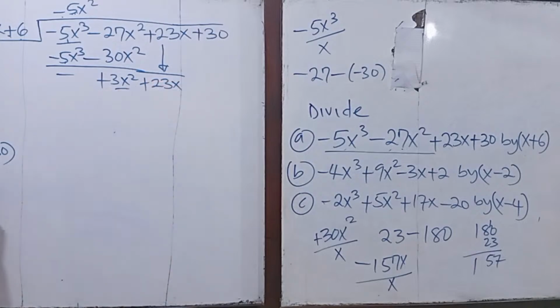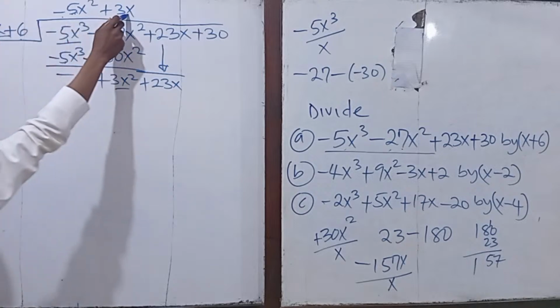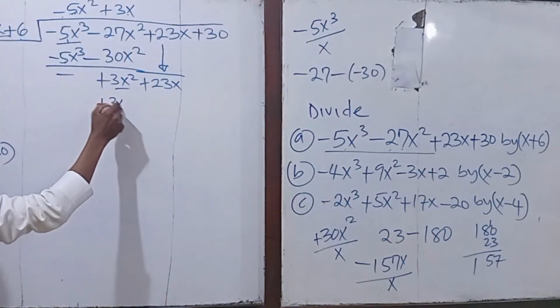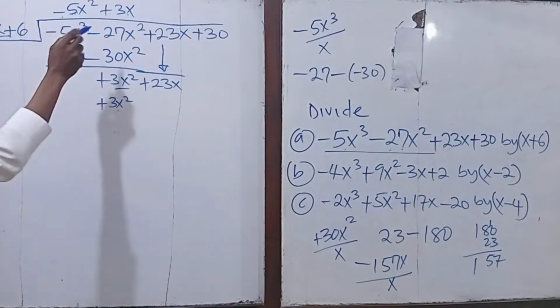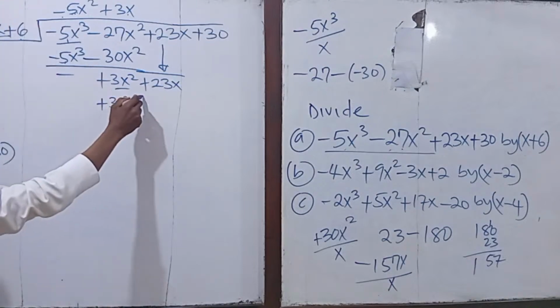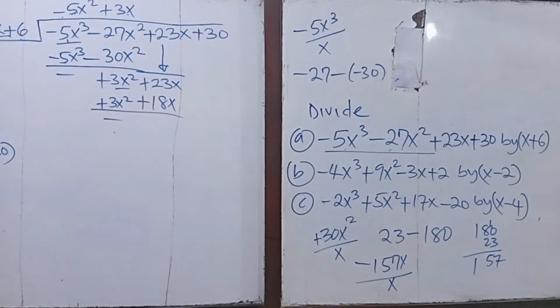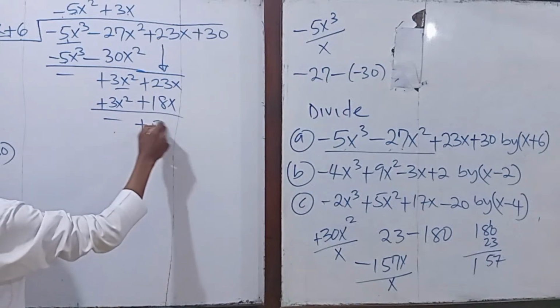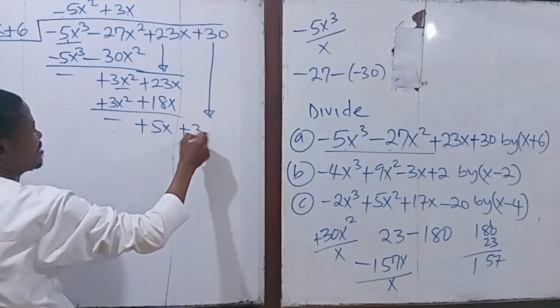Repeat the process. The first one, 3x squared, over the first one here, so we're having plus 3x. Use it to multiply. So 3x times x, that's a plus 3x squared. The moment you multiply, the first item must be the same. And then plus 3x times plus 6, that's a plus 18x. So do your subtraction. This one is gone. 23 minus 18, that's a plus 5x. And then you bring this next item down, that's a plus 30.